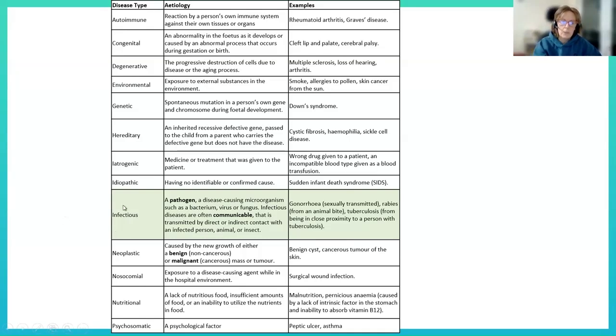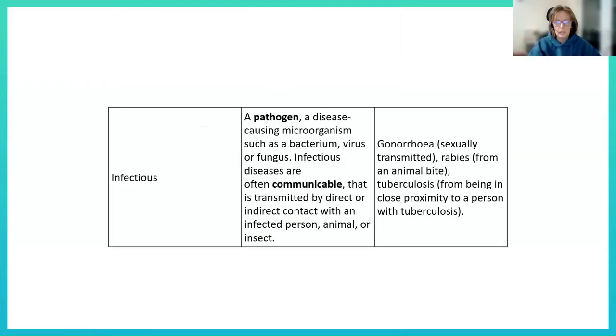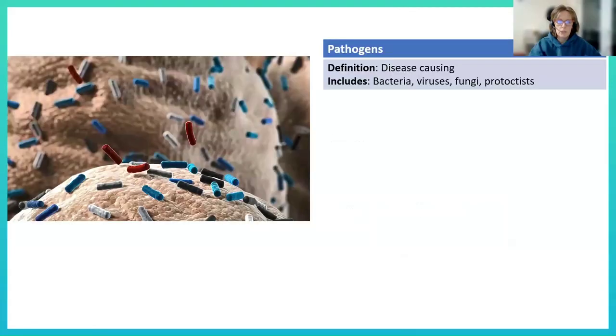So anyway, we're going to have a look at infectious diseases now, and this is something that we've covered pretty extensively in the microbiology unit. So what's happening in an infectious disease is a pathogen, which is a disease-causing microorganism such as bacteria, fungi, virus, is causing a disease. These are usually communicable. That means you can spread them from person to person. The ones that are suggested as examples here are gonorrhea, which is sexually transmitted, rabies, which comes from an animal bite, and tuberculosis or TB, which spreads from person to person.